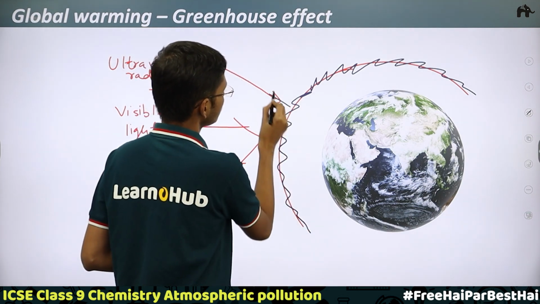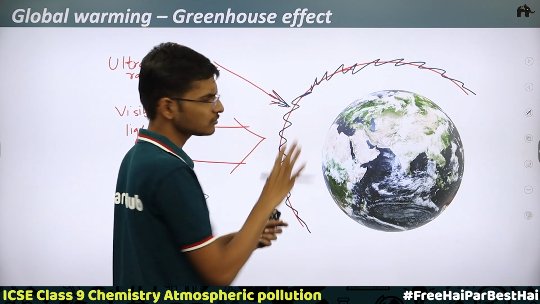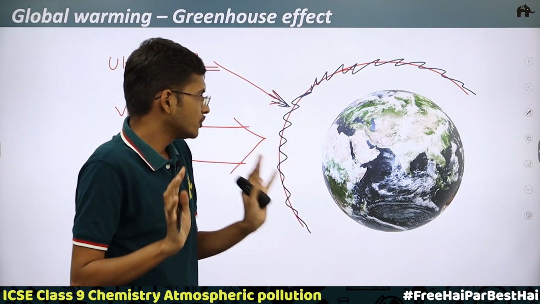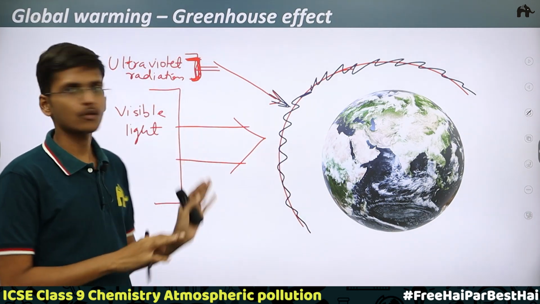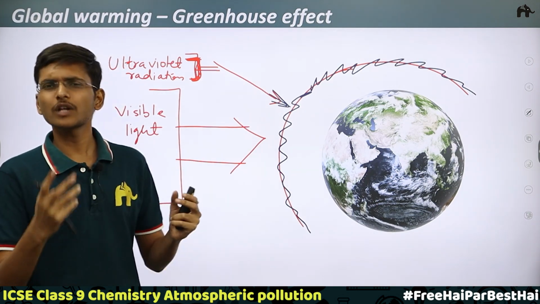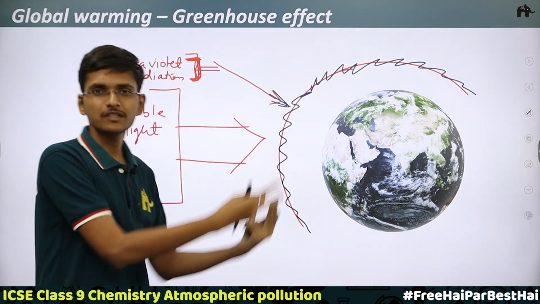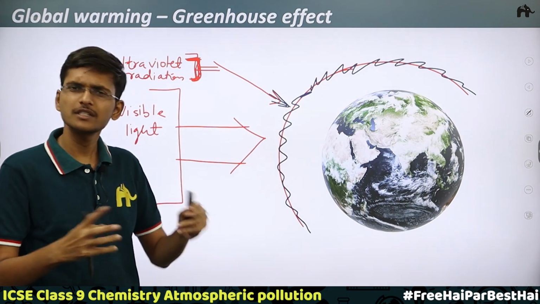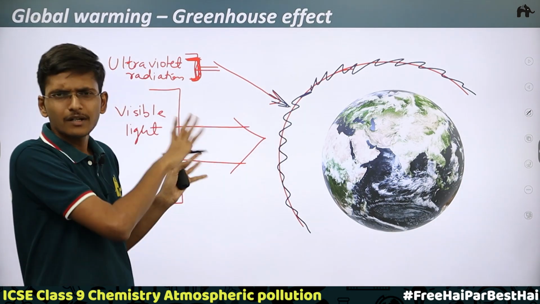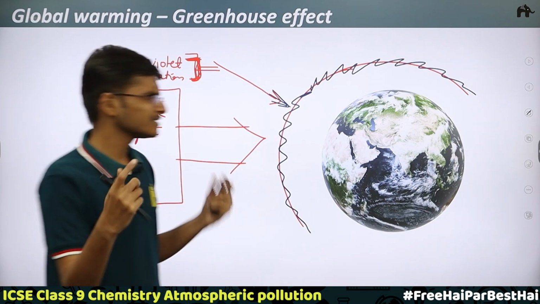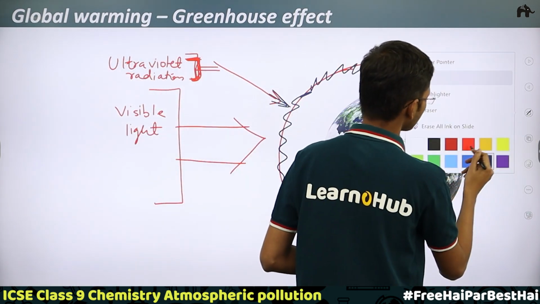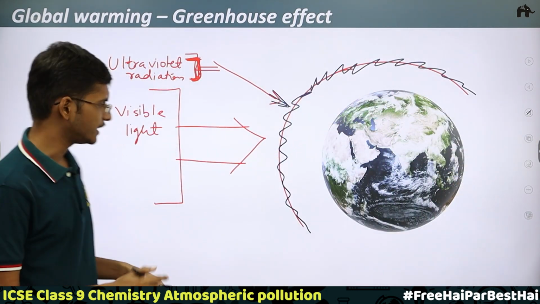Now here these are getting absorbed, so we are not getting harmed by the ultraviolet rays. We are going to see more about it in the next topic, which is ozone depletion. But let's stop here. Now, apart from this, some amount of radiation is also in the form of infrared radiation.